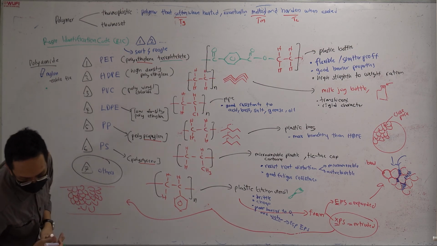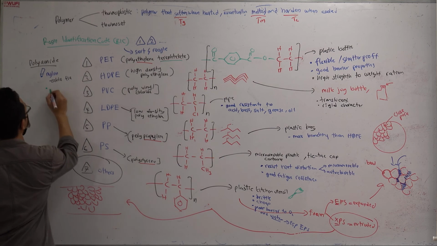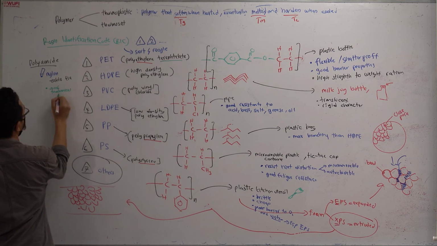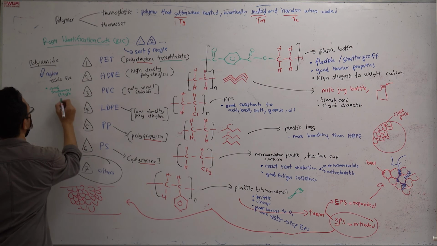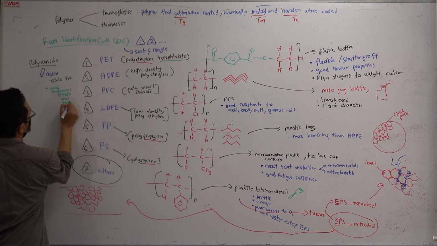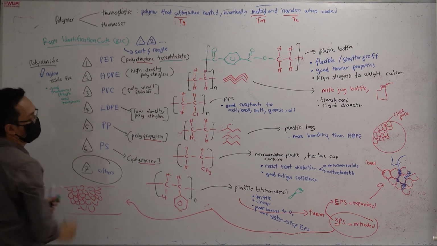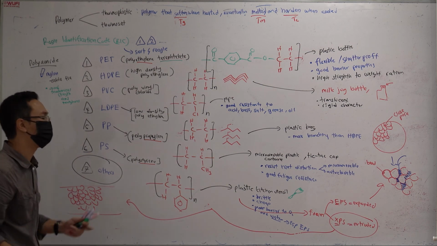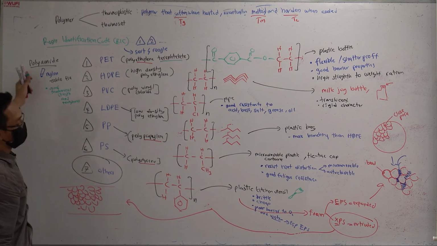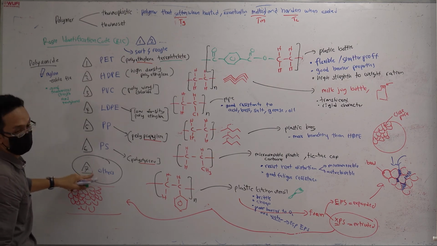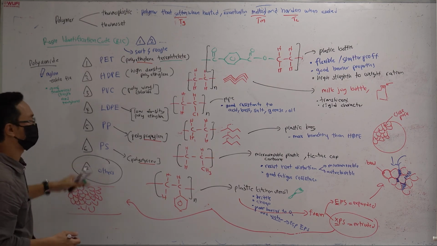Then the properties for the polyamide are good mechanical strength and toughness. Later on when we talk about the mechanical properties, we will talk about the strength and toughness. And that is polyamide, one of the examples under the 7.